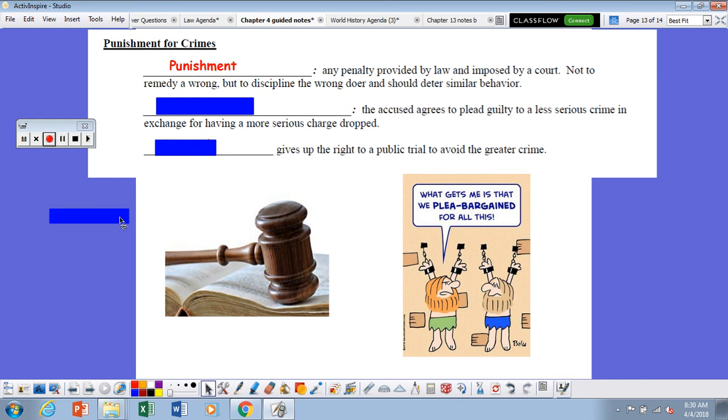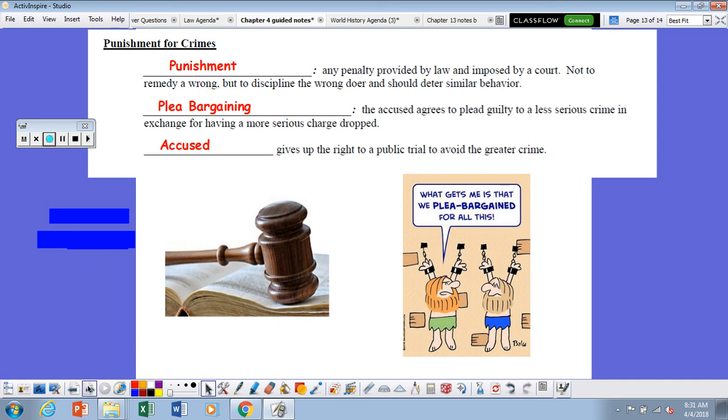Punishment for crimes. Punishment is any penalty provided by the law or imposed by the court, not to remedy a wrong, but to discipline the wrongdoer. And for the most part, the goal of punishment is always to deter similar behavior by others. In plea bargaining, the accused agrees to plead guilty to a lesser crime in exchange for having the serious charges against them dropped. So rather than being charged with first-degree robbery, the individual pleads guilty to a lesser charge that might mean a fine or a very short imprisonment. The accused, for the most part, gives up their right to a public trial to avoid a greater crime when they accept a plea bargain.